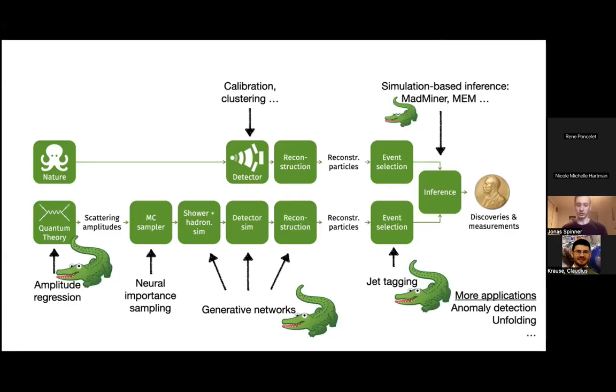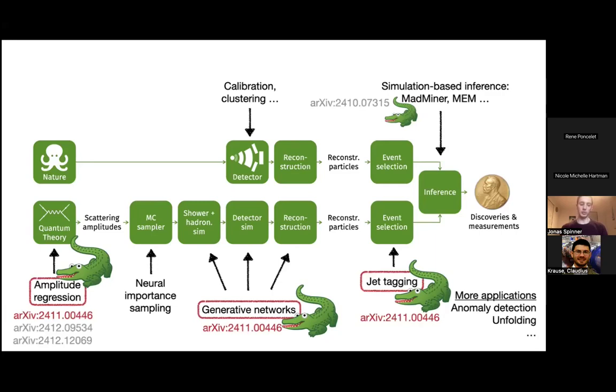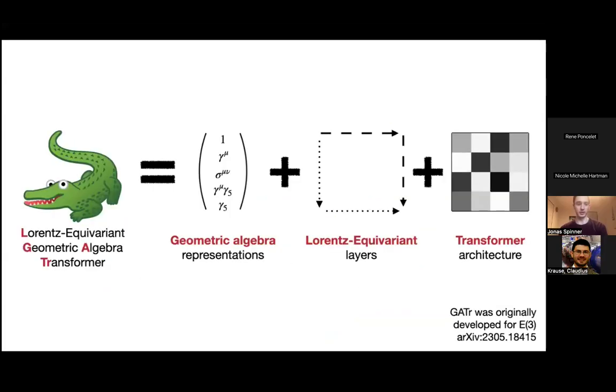Today I will talk about amplitude regression and generative networks in the end. We're also working to establish this even more. Recently there was another work in our group where we also use this for simulation-based inference, and we're working to use this for unfolding and maybe more things that we or you can come up with. So there's really a lot of applications for this tool. Before we go into all the experiments, for roughly the first half of the talk, I will explain how the L-GATr architecture works, and then afterwards we come to the experiments.